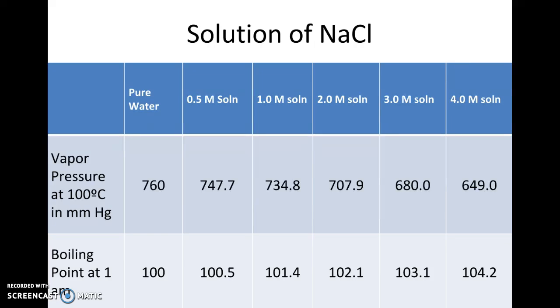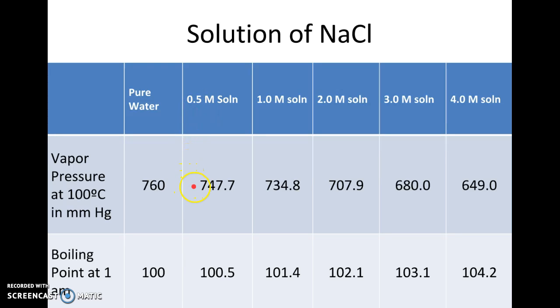Let's look at a nice solution of sodium chloride here. Pure water: the vapor pressure at 100 degrees Celsius, which we know is the normal boiling point of water, is 760 millimeters of mercury. It's our vapor pressure right before it boils. Boiling point at 1 atmosphere of pure water is 100 degrees Celsius. Now let's go up to a little bit stronger of a solution. This just tells you how much is in the solution. The M there, 0.5 molar.